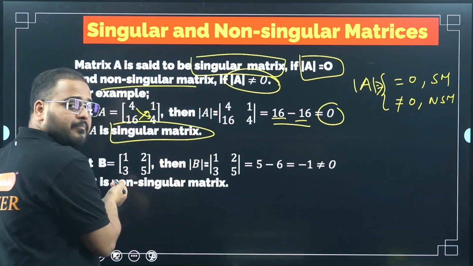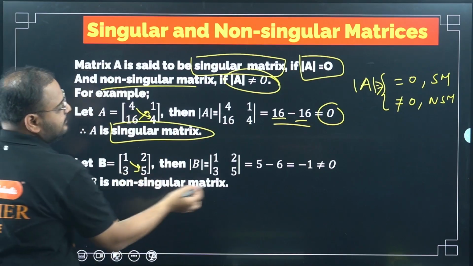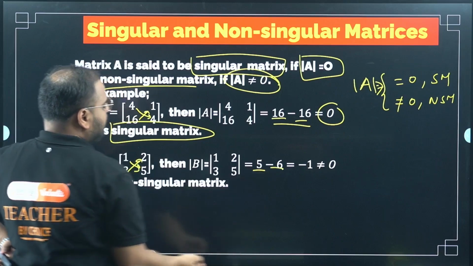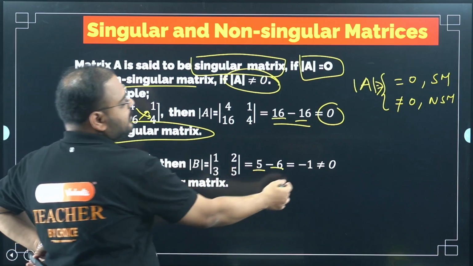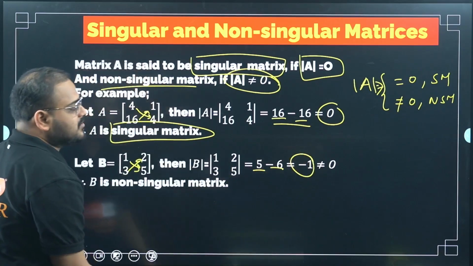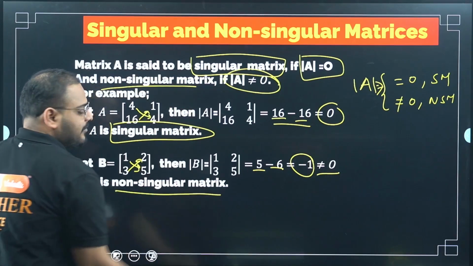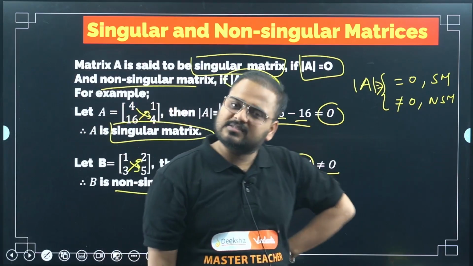What about B? Check here. 1 into 5 is 5. 3 into 2 is 6, and the sign is negative here, so minus 6. You get minus 1, which is not equal to 0. Hence it is a non-singular matrix. It is that easy actually.